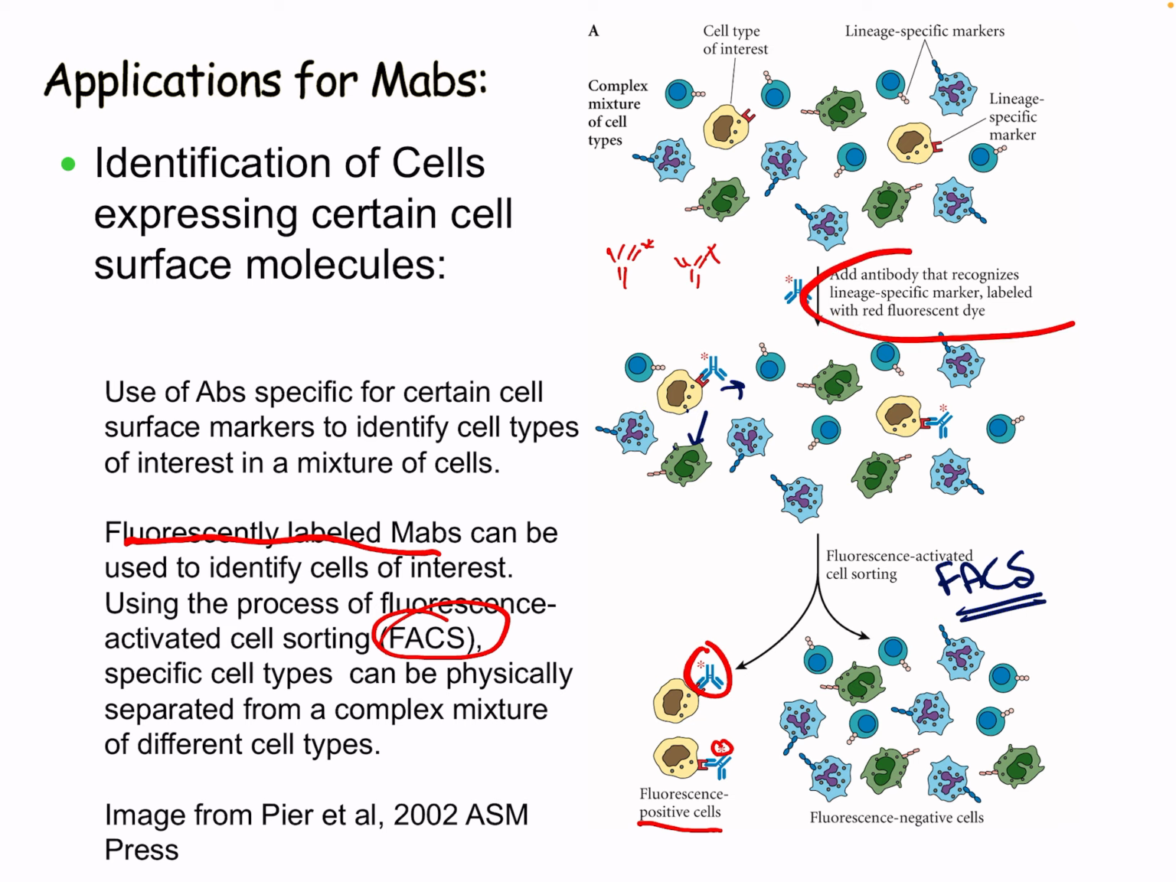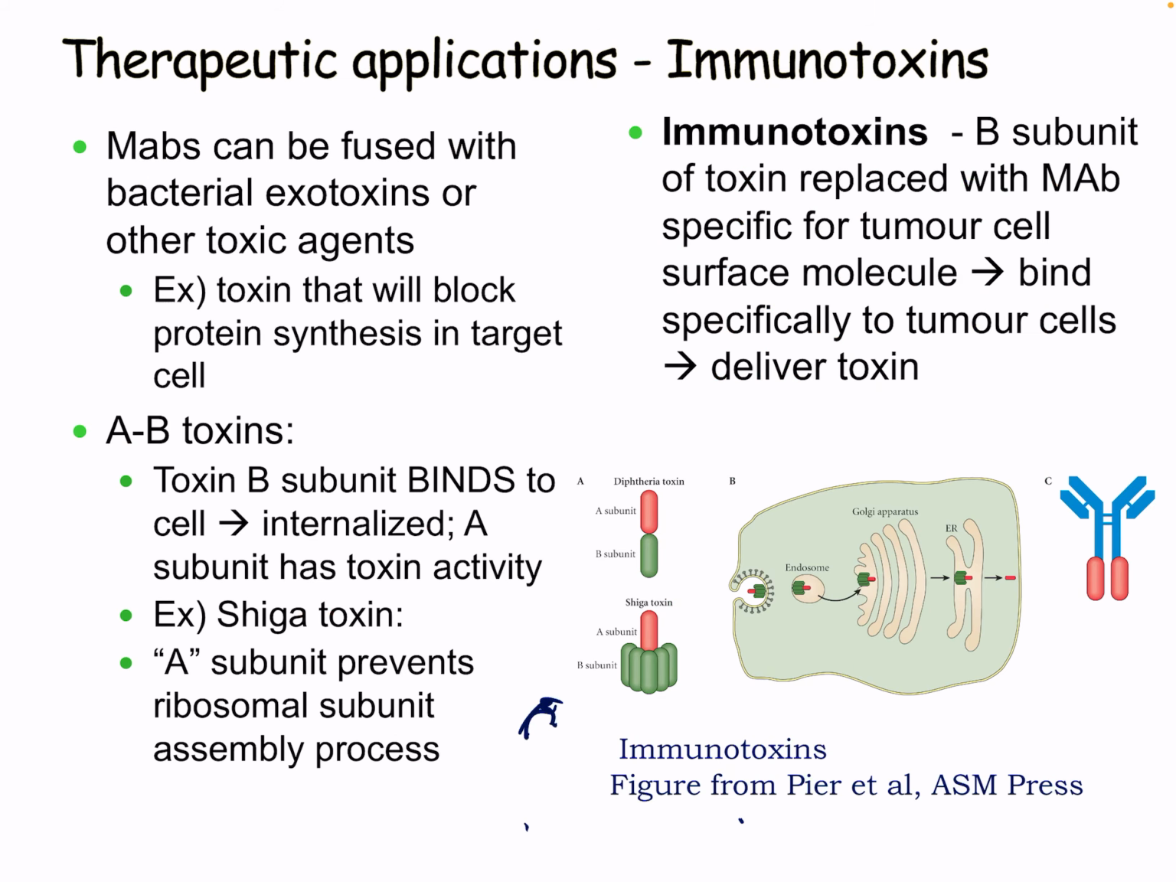So here we can see we add antibody that recognizes lineage-specific markers labeled with a red fluorescent dye. Then we have fluorescent activated cell sorting, giving negative cells and positive cells. And then these can be detected using ELISAs or flow cytometry and other methods like that.